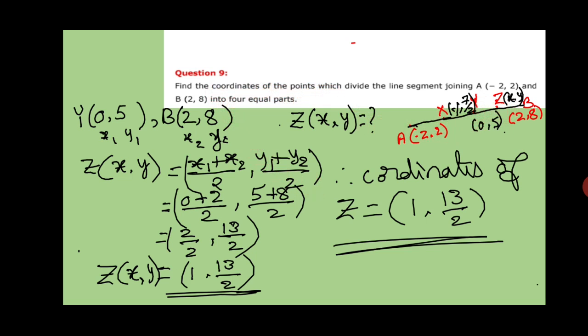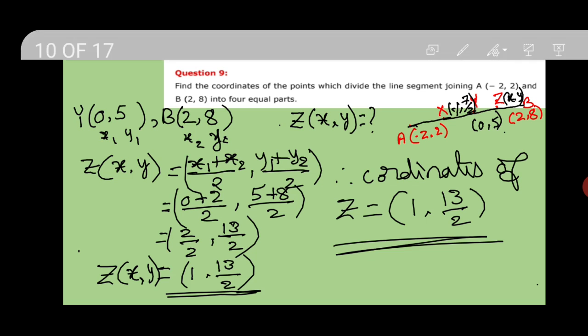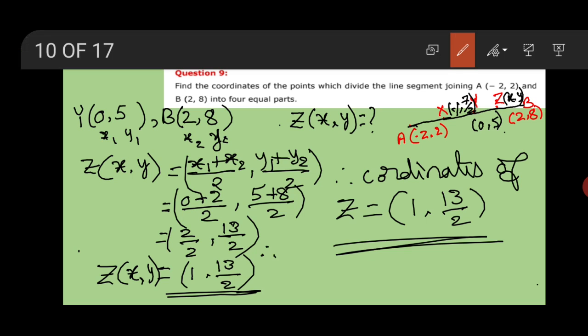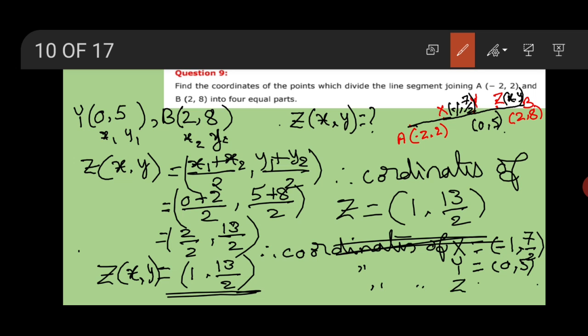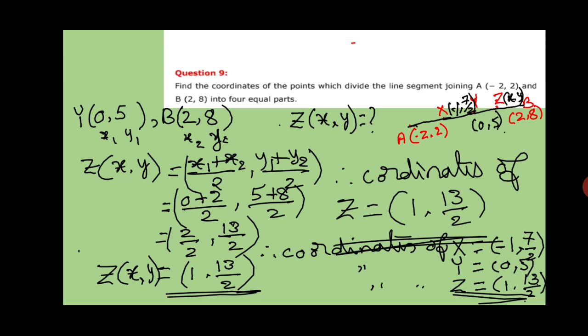Find the coordinates of the points x, y and z. Therefore, coordinates of x is equal to (minus 1, 7 by 2). Coordinates of y is equal to (0, 5), and coordinates of z is equal to (1, 13 by 2).